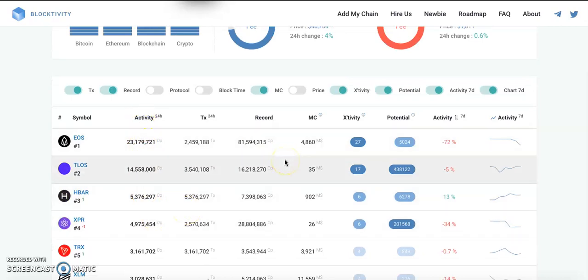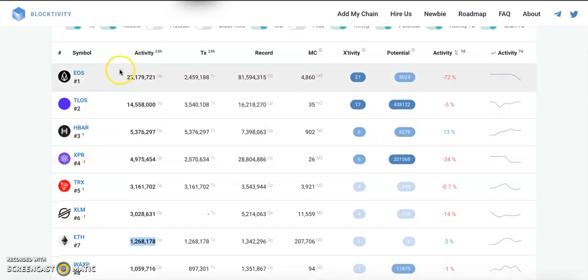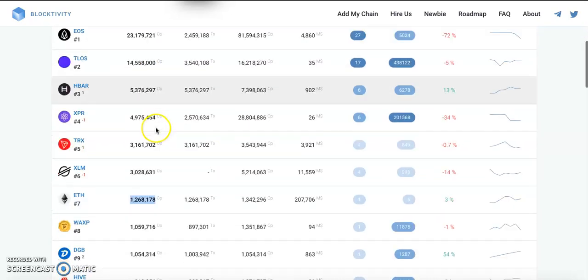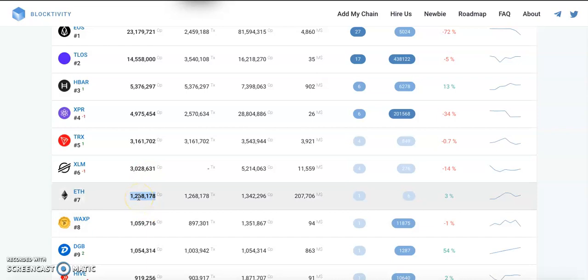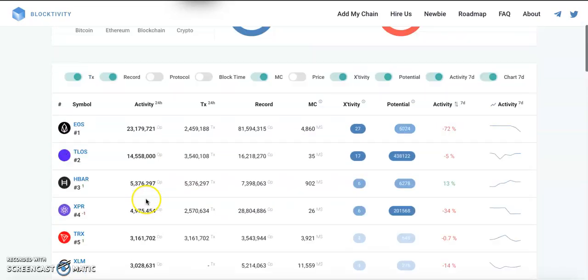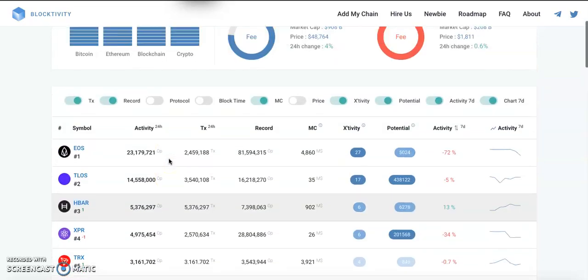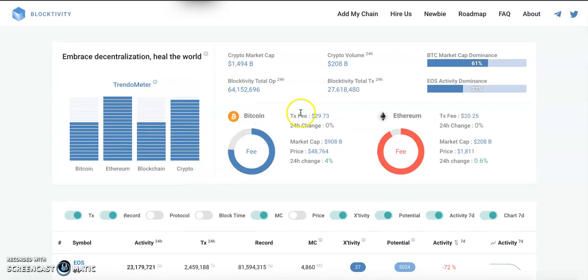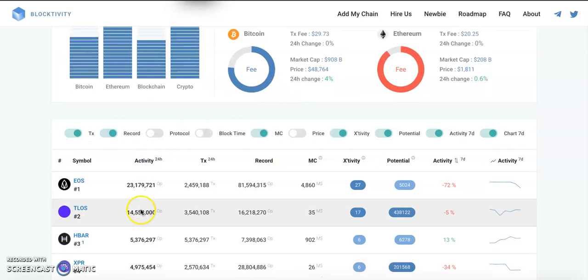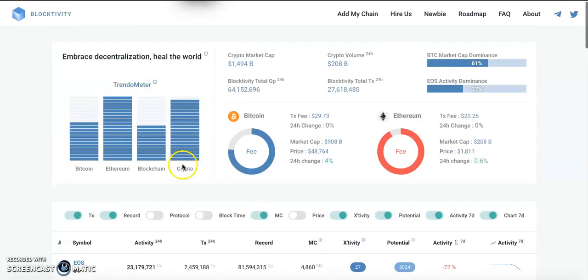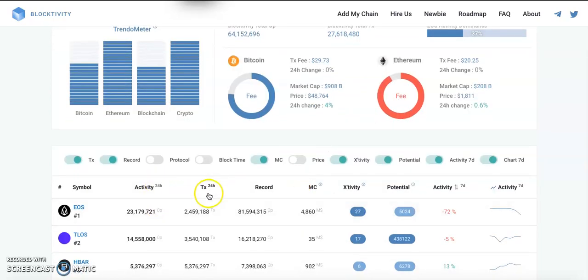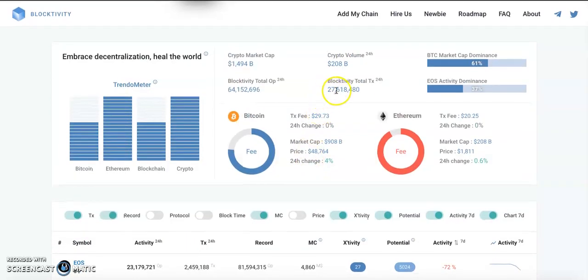So that's basically how it works. With that said, there are so many things that the EOS blockchain can do that Ethereum cannot even dare to do right now. There are so many operations that you can do on EOS that you can't do on Ethereum, pending when Ethereum 2.0 comes out. So Blocktivity total operations is a sum of all this. That's what I was trying to explain. Blocktivity total transactions, which is a sum of all this, is 27 million transactions.